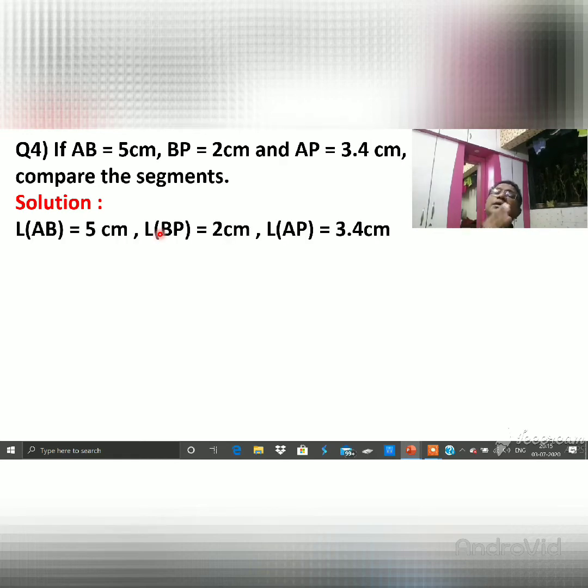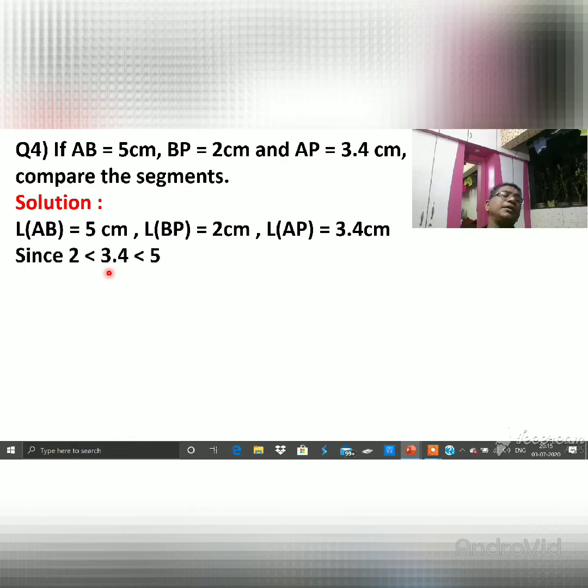Compare means we write the numbers, who is smaller and who is greater. So here you must write what is given, and here you write the solution, and you write the information which is given to you. So the length of AB is equal to 5 centimeter, length of BP is equal to 2 centimeter, length of AP is equal to 3.4 centimeter. Comparing the numbers, AB is the greatest side and BP is the smallest side.